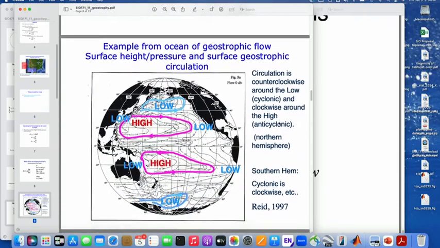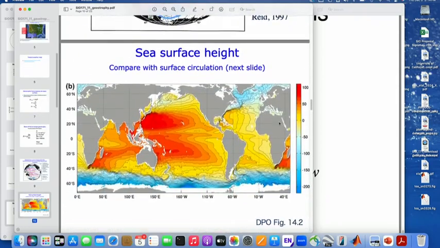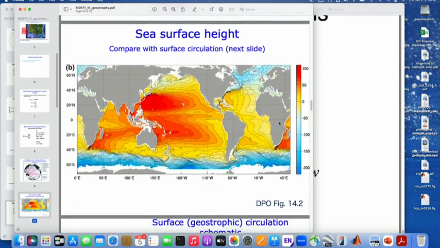So let's see, there's lots of examples of, like this one. This is sea surface height. Here it's in centimeters. I think you should basically be able to look at this and at least tell what direction the flow is at any point on this map. Like really be able to do that. So you should be able to do that anywhere on this map.